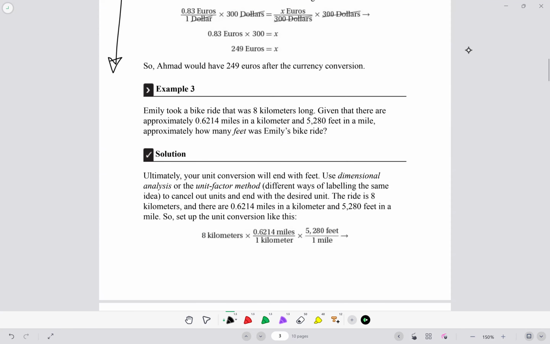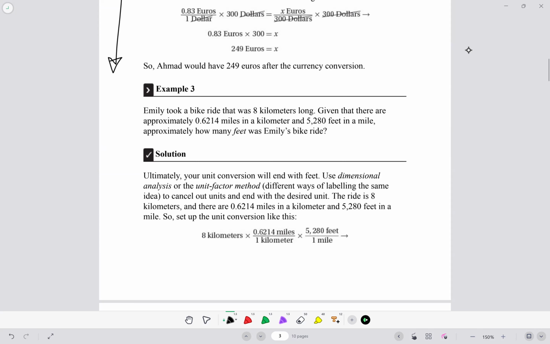Okay, so example number 3. Emily took a bike ride that was 8 kilometers long. Given that there are approximately 0.6214 miles in a kilometer and 5280 feet in a mile, approximately how many feet was Emily's bike ride?